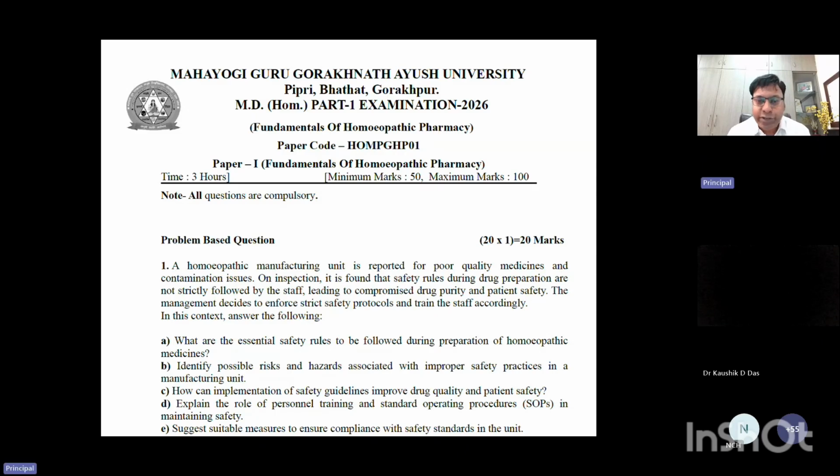A homeopathic manufacturing unit is reported for poor quality medicines and contamination issues. On inspection, it is found that safety rules during drug preparations are not strictly followed by the staff. In this context, answer the following. What are the essential safety rules to be followed during preparation of homeopathic medicines? So these are the problem-based questions. This is a 20 marks question.